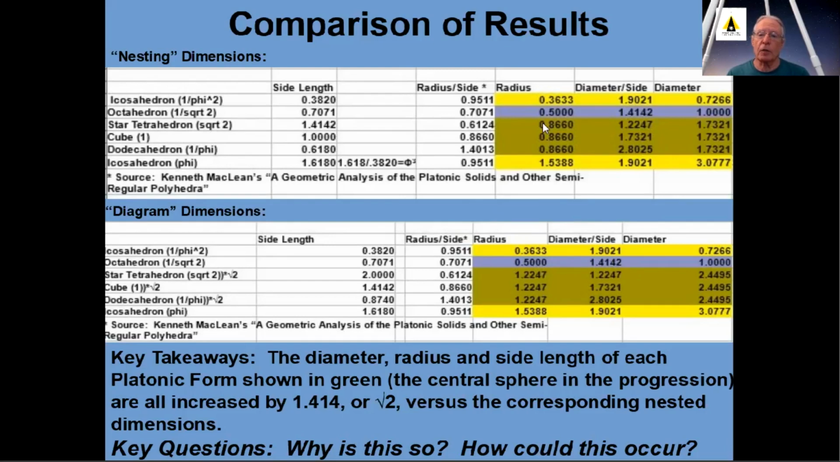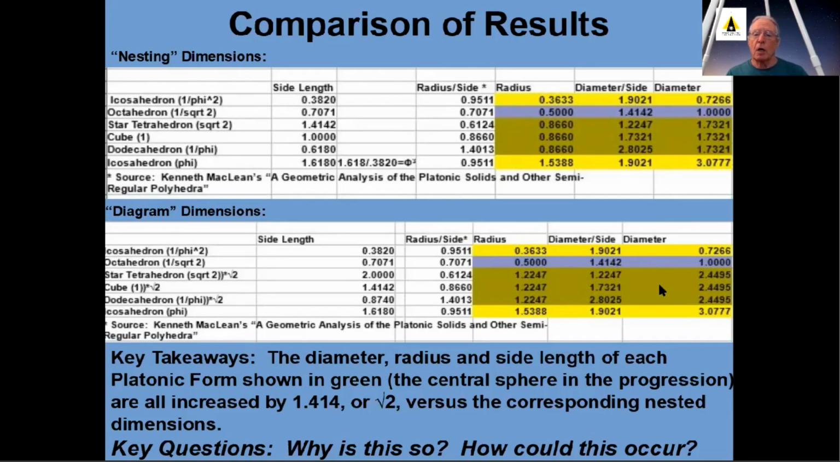So now you'll see, again, the yellow sphere, 0.3633 and 0.7266, those are the same. They're the same for the octave. And the blue sphere for the octahedron, that turns out to be the same, 1/2 for the radius and 1 for the diameter. But all of a sudden you say, whoa, wait, what's going on here?